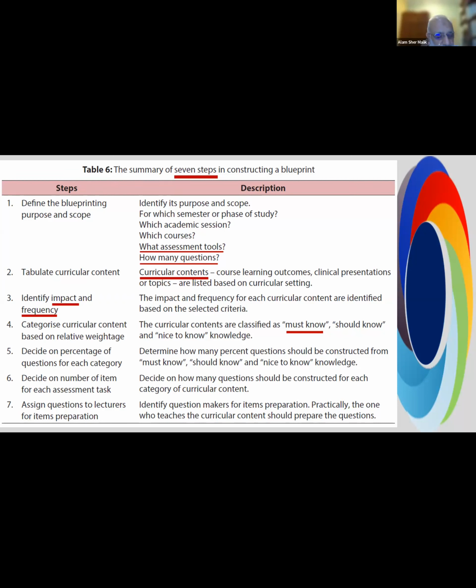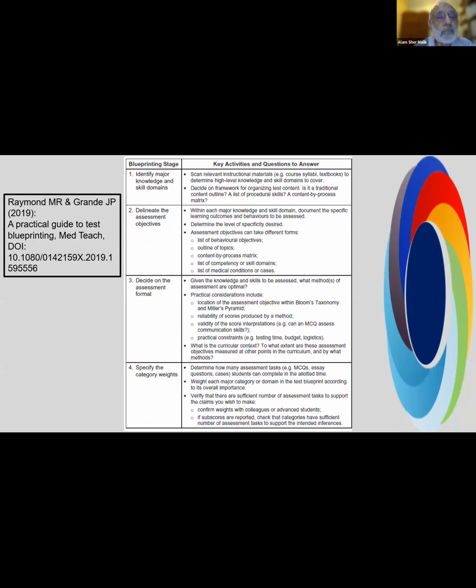Once we have decided this, for example, we say that we need to have 10 MCQs from physiology, and these are the areas the MCQs should cover. Then we send this detail to the physiology department and ask them to prepare the questions accordingly. I'll show you the exact calculation, which would make it really, really clear.